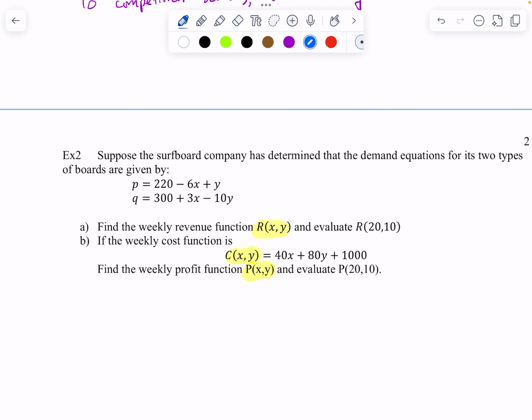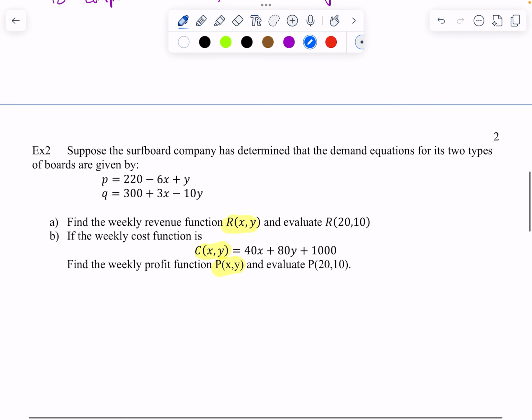Using the same surfboard company, they determined that the demand equations for its two types of boards are given by the following: p equals 220 minus 6x plus y, q equals 300 plus 3x minus 10y.